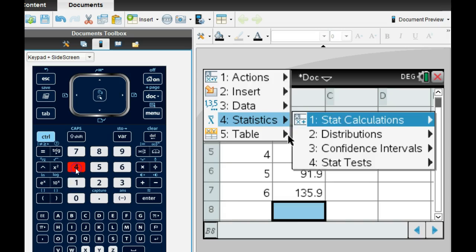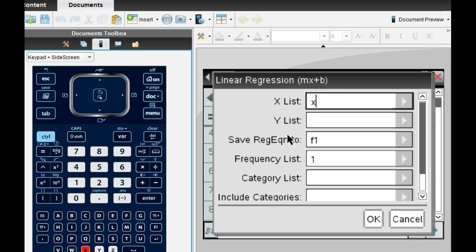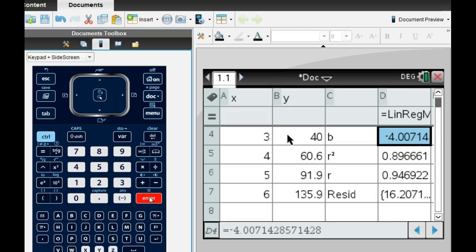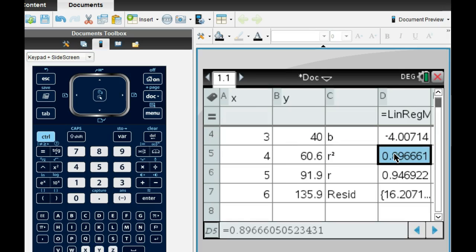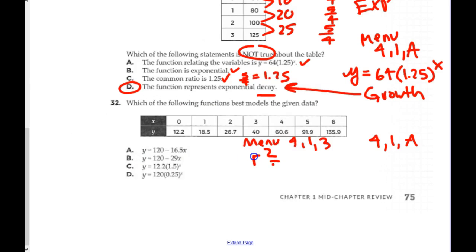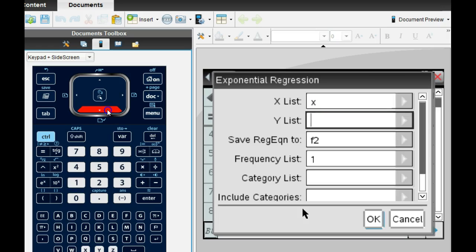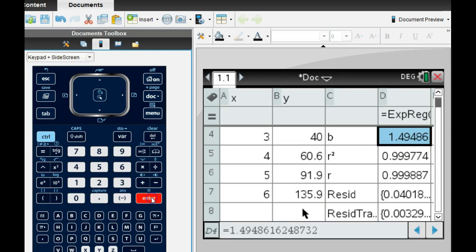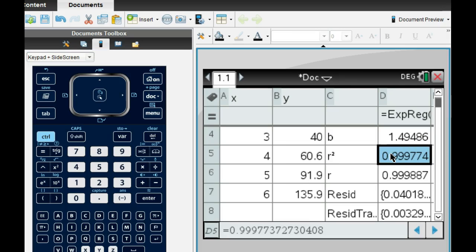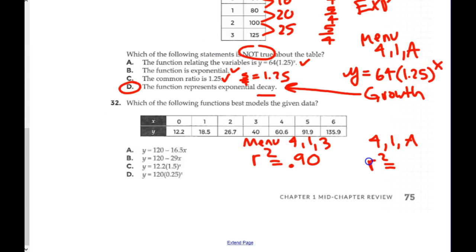Okay, menu 4, 1. I'm going to try 3 first. Now my R squared is 0.896, which makes it 0.9. Now, if you go right here, you don't have to retype it in. Just hit menu 41A. X is X, Y is Y. Hit OK one last time. R squared is 0.99977. R squared rounds to equal 1. Now, which one's closer to 1? So that's exponential, right? So if it's exponential, that's the one I want to use.